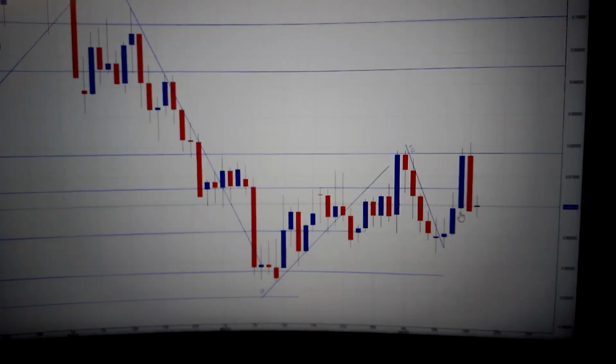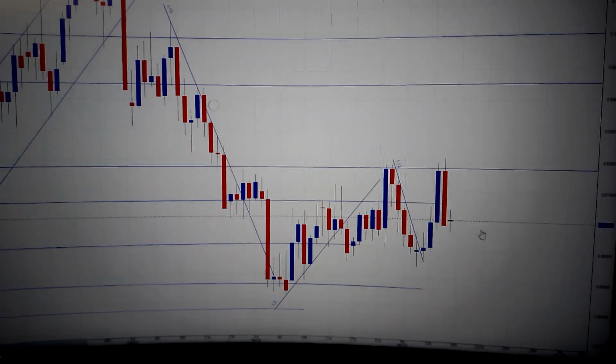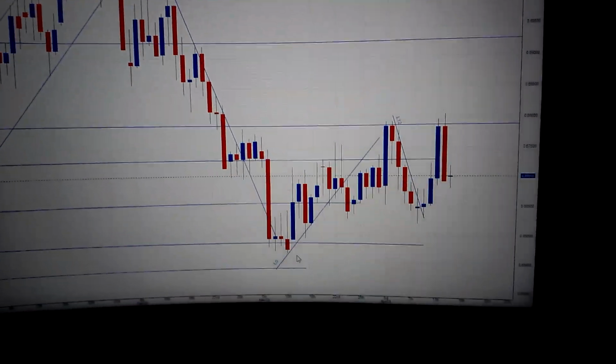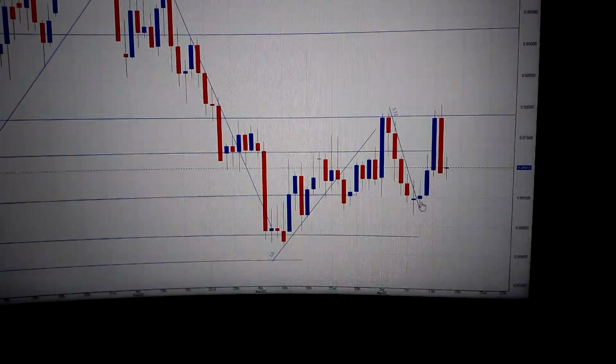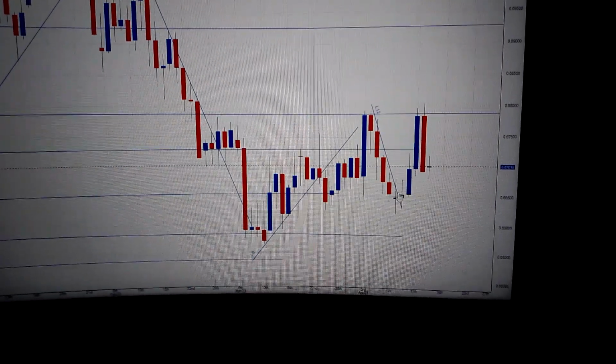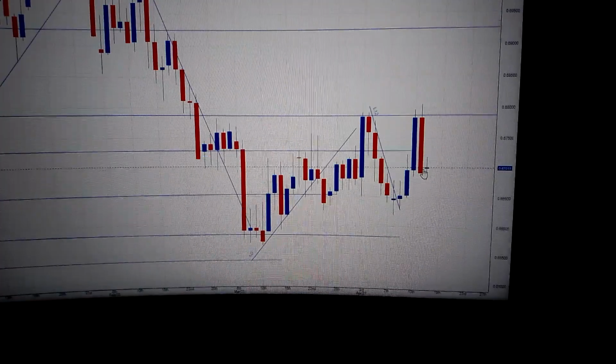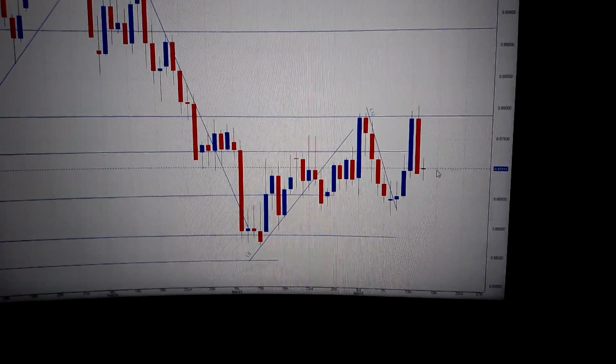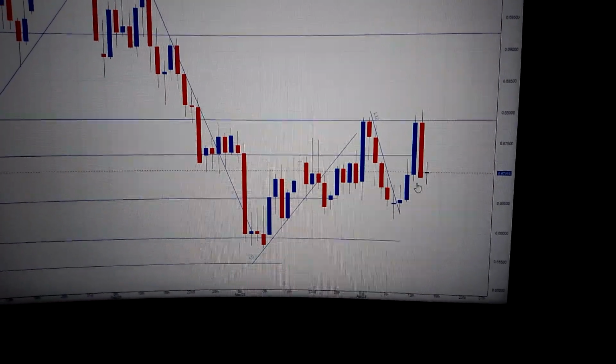And in the midterm, we can see actually we have formed a double bottom here, this bottom and this bottom. As long as we keep above this level here, it will continue to go higher. So this doji is very constructive following this big red candle.